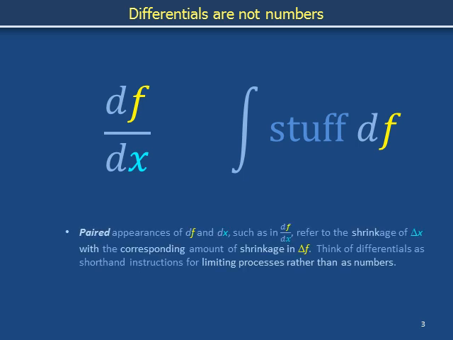Paired appearances of the symbols df and dx, such as in df dx, refer to an unending process of studying successively shrunken, but all the while finite, numbers delta x, with a corresponding collection of numbers delta f, which themselves could be finite or zero. Think of differentials as shorthand for limiting processes rather than as literal numbers.